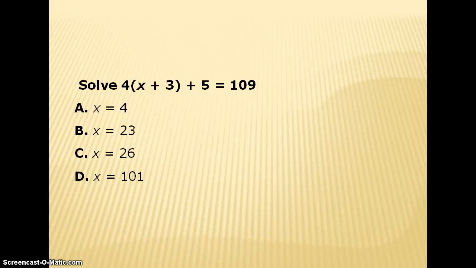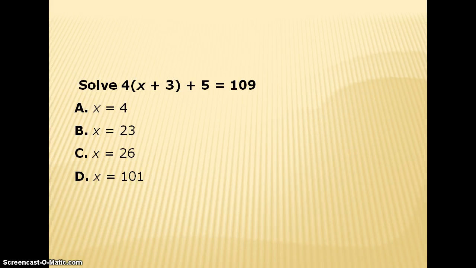So if we think x equals 4 might be the answer, we put 4 right here for x. Take 4 plus 3 to get 7. 7 times 4 is 28. 28 plus 5 is 33. That's not 109. Then try 23. Plug 23 in for x. 23 plus 3 is 26. 26 times 4 would be 80 plus 24, which is 104. And 104 plus 5 is 109. There, it looks like the answer is B.